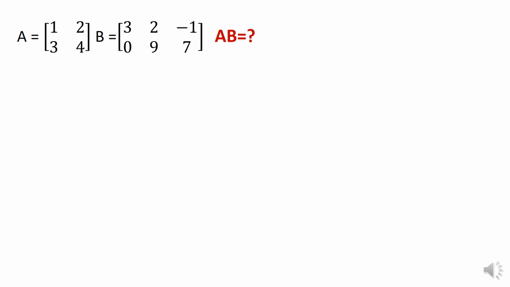Let us consider two matrices and see how to actually multiply them together. First of all, is AB possible? For that, yes, we consider their orders. A has 2 rows and 2 columns, as you can see, and B has 2 rows and 3 columns. Thus, the order of A is 2 by 2 and the order of B is 2 by 3. That means the number of columns of A equals the number of rows of B. Thus, we can multiply them together.